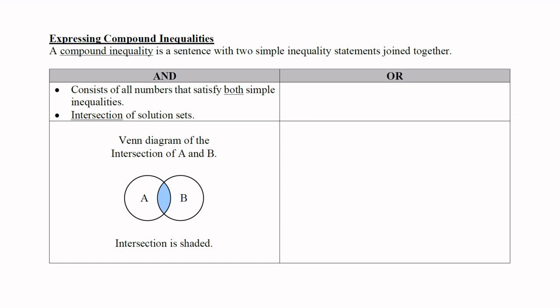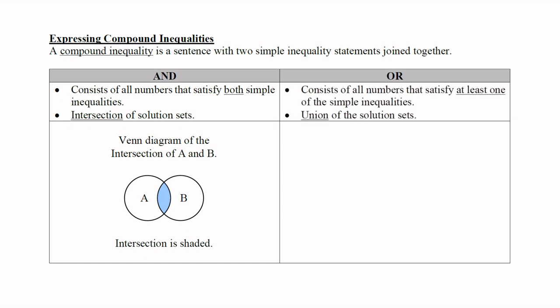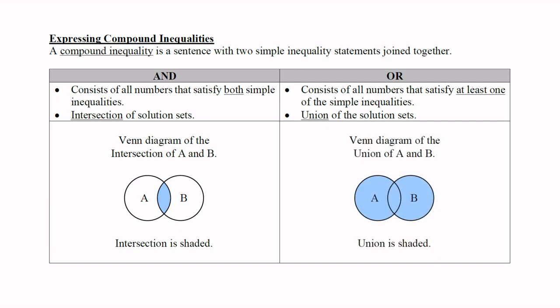That is your intersection. In an OR statement, it consists of all numbers that satisfy at least one of the simple inequalities. It is the union of the solution sets. In a Venn diagram, it would include every part of A as well as every part of B, including the parts that are shared. So the union here is shaded.